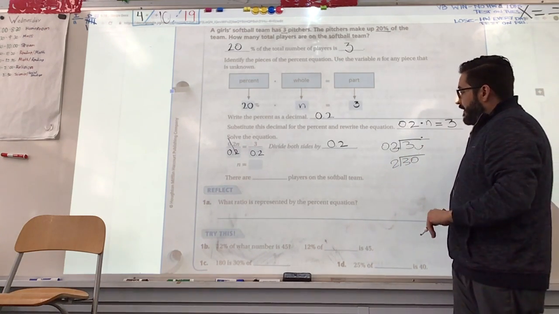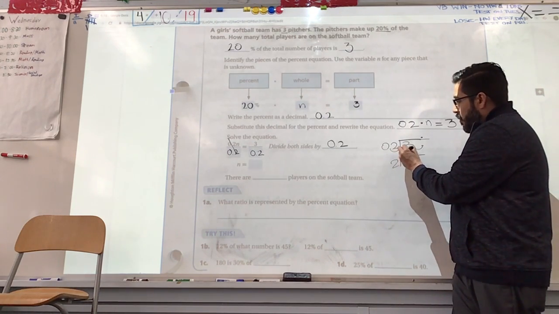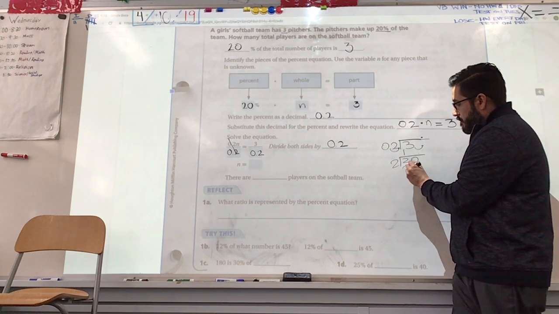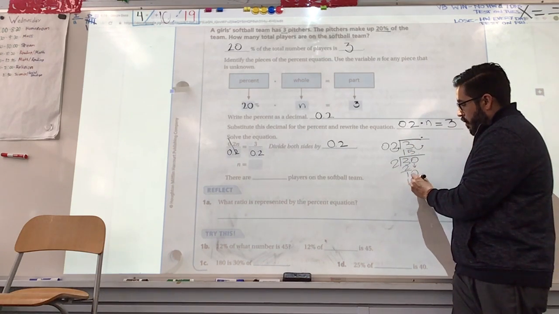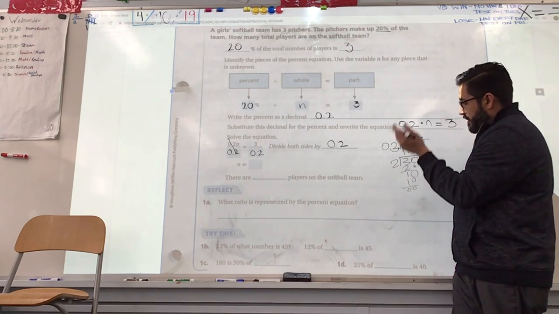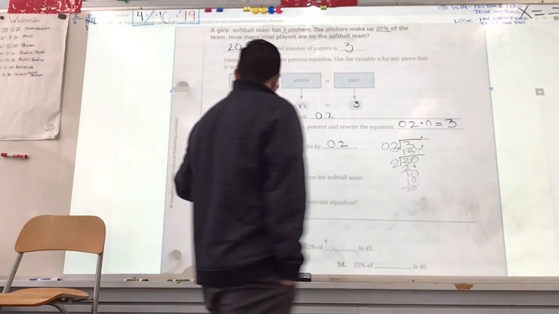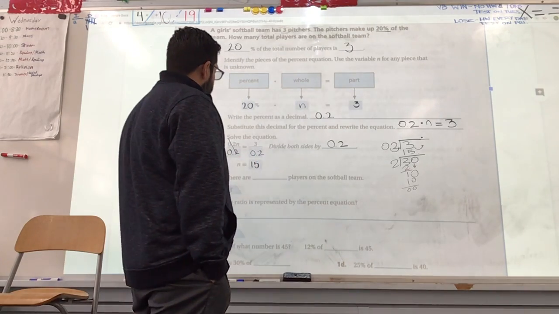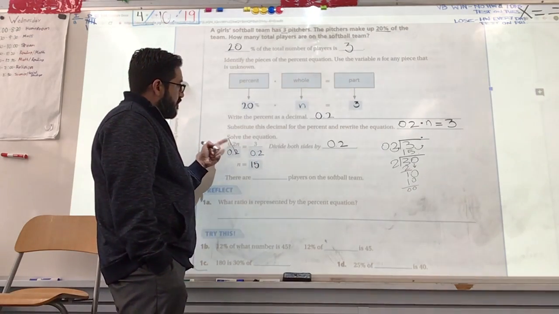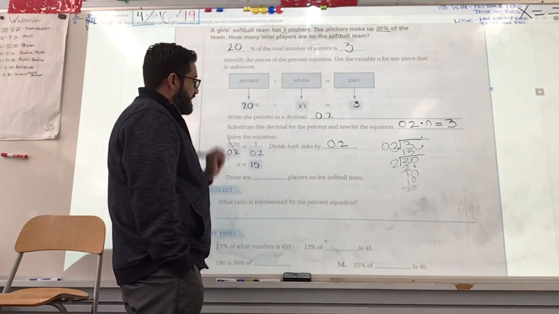Now 2 goes into 3 one time. Drop the 0 down. 2 goes into 10 5 times. And then we're done. So there are 15. N is 15. So 0.2 or 20% of N, of 15, is 3.